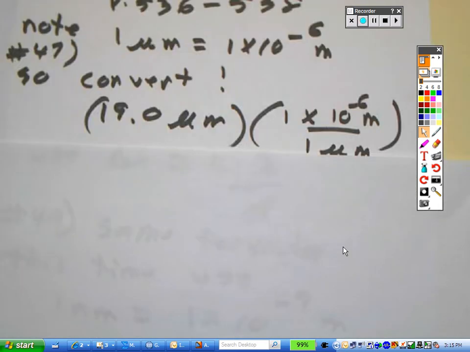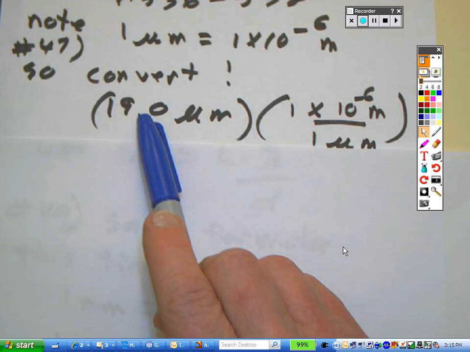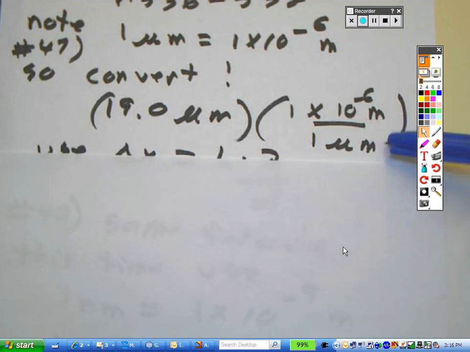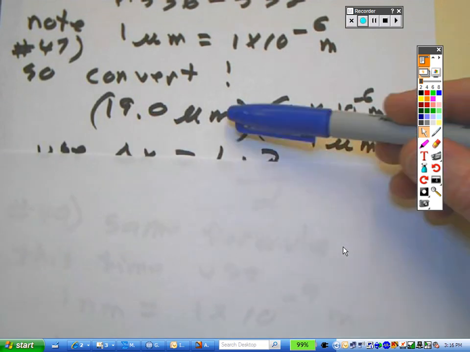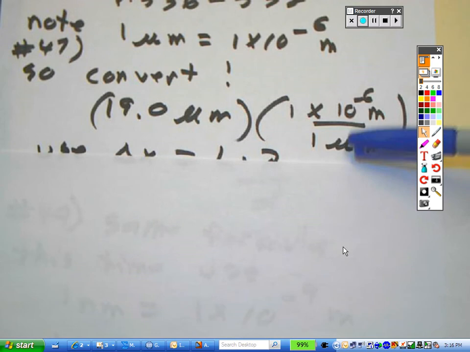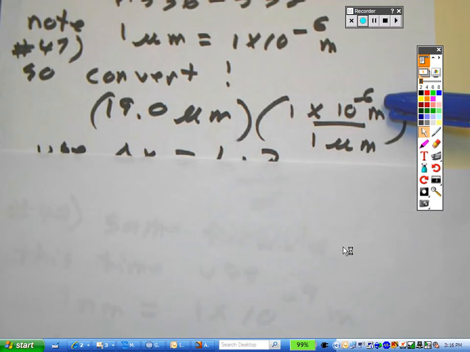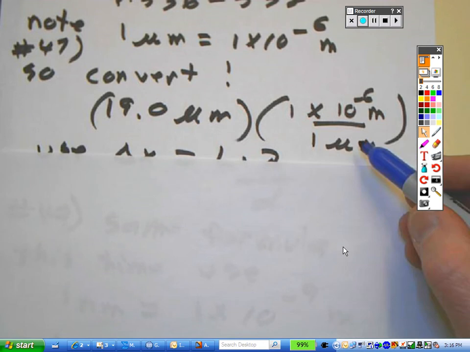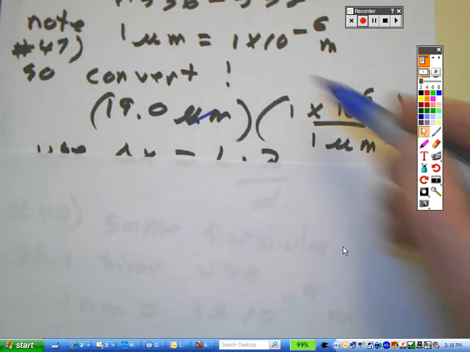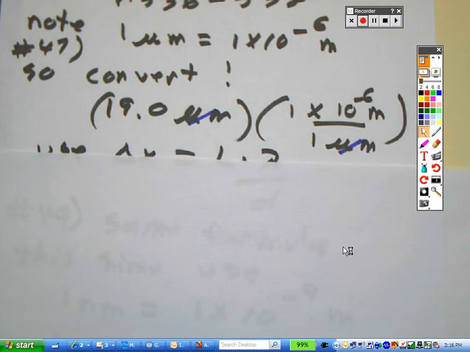If you have 19 micrometers, then you should multiply it by the fraction where micrometers will cancel out. 1 times 10 to the negative 6 meters is the same as 1 micrometer. Notice what happens when you do that. The micrometers cancel out and you're left with meters, which is okay.